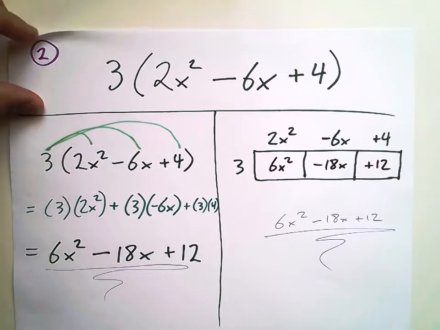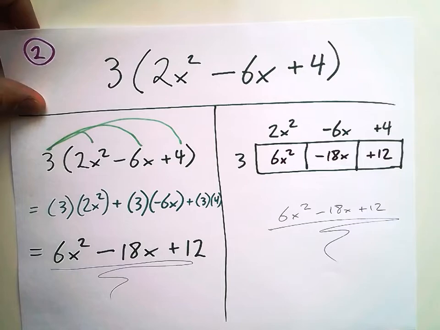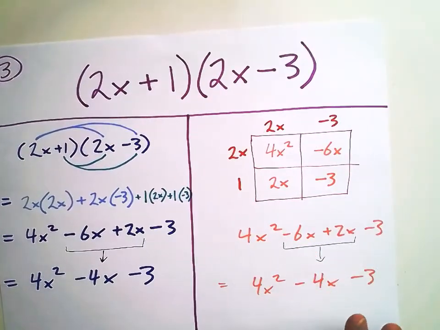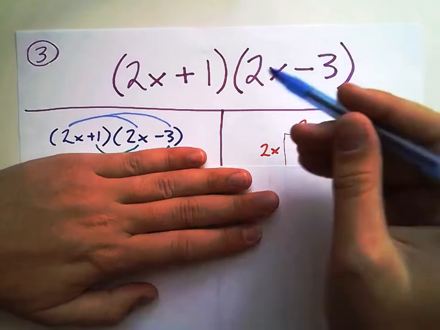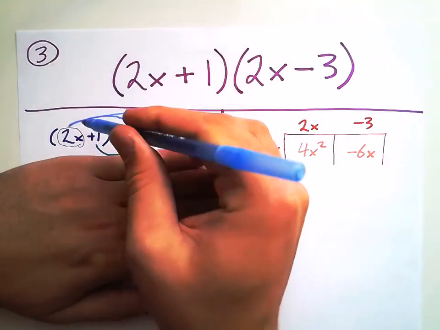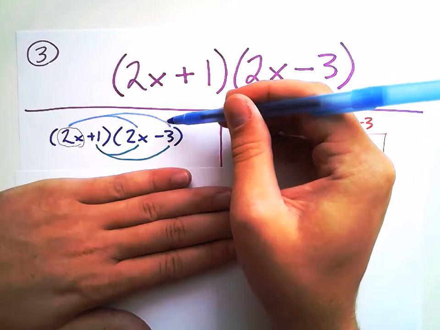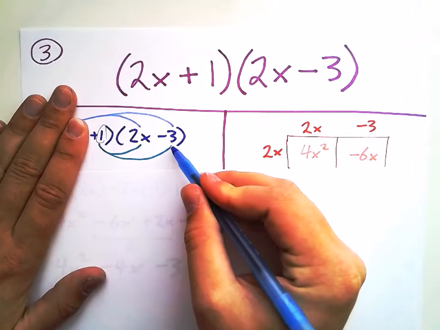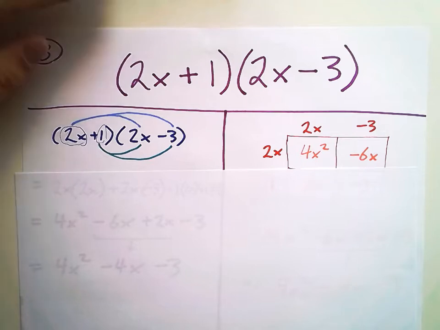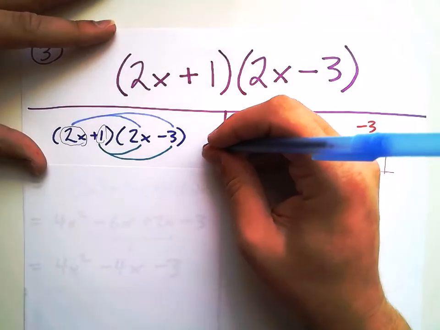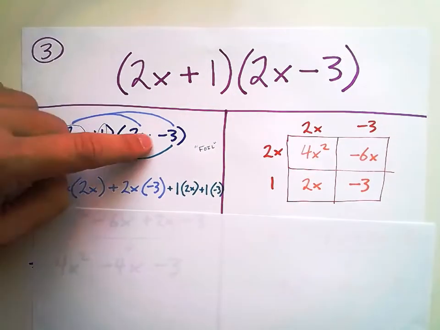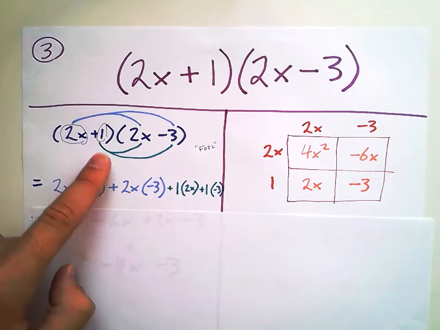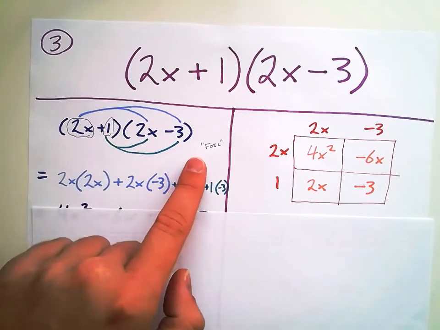Then we'll move to example 3, which will be a binomial times a binomial. So when we have a binomial times a binomial, you have to take the first part times both of the second two, and then the second part times both of the second two. So you're going to get 4 pieces that we'll add together, and you might have called that FOIL in the past. So 2x times a 2x, the 2x times the negative 3, the 1 times the 2x, the 1 times the negative 3.